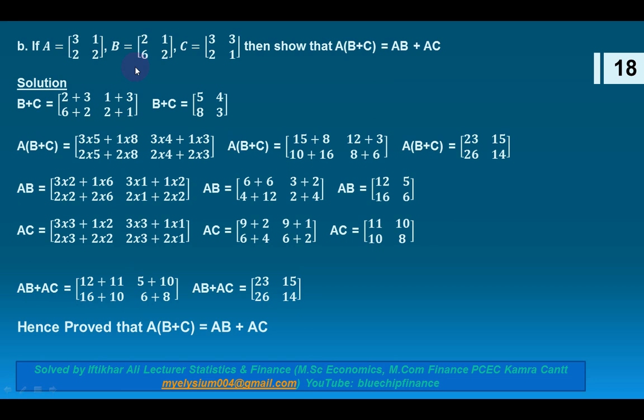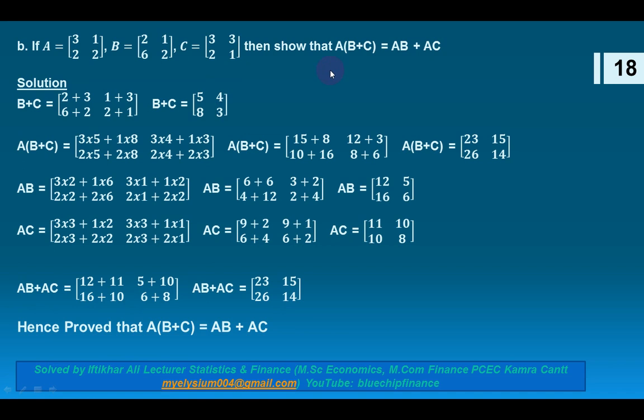And in question 5, part B, if A is [3 1; 2 2], B is [2 1; 6 2] and C is [3 3; 2 1], then show that A multiplied by (B plus C) is equal to AB plus AC. First of all, we solve this part, B plus C. So B plus C: 2 plus 3, 1 plus 3, 6 plus 2 and 2 plus 1. So B plus C will produce [5 4; 8 3].